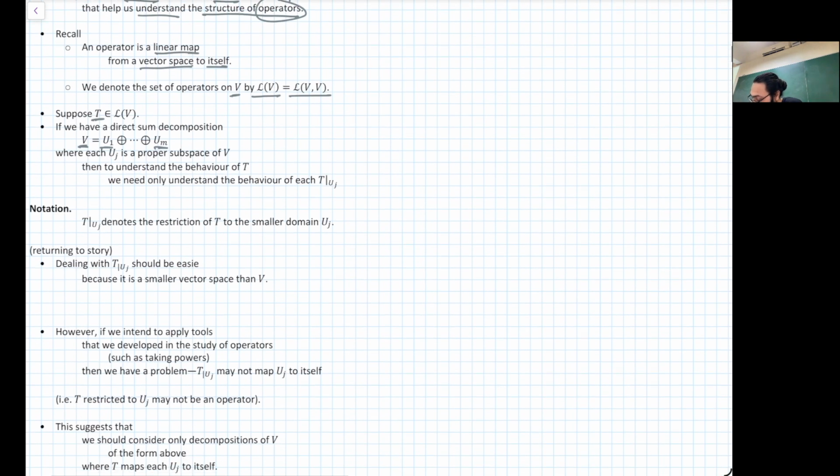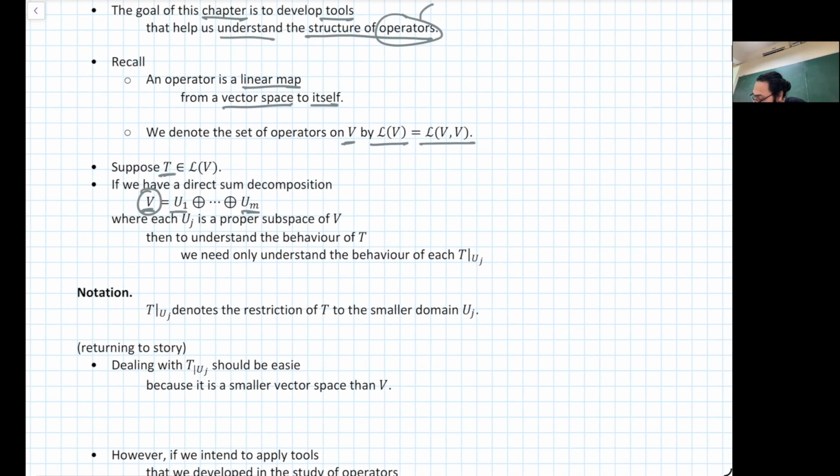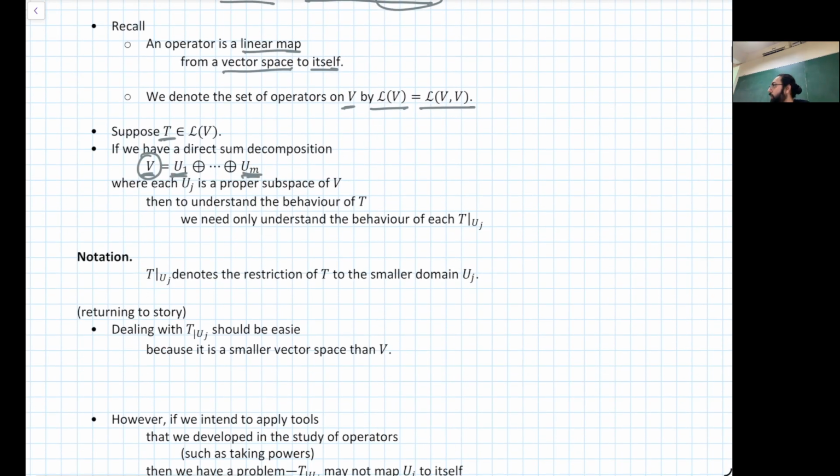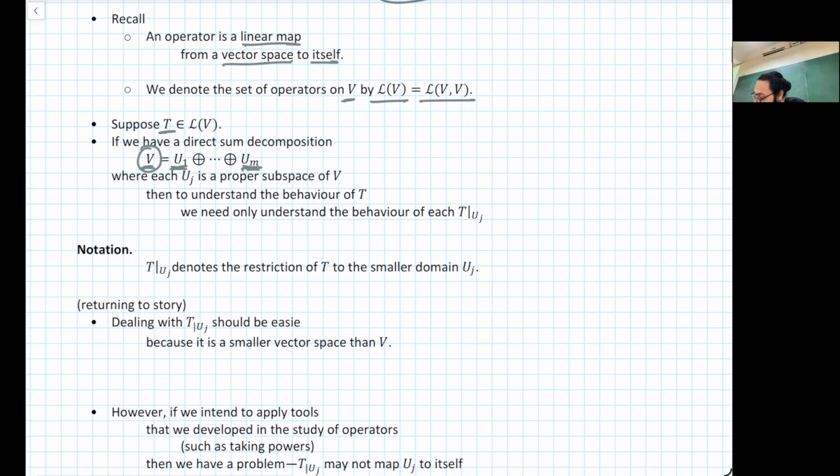So using this direct sum notation, suppose you have a vector space V which admits this direct sum decomposition. Then to understand the behavior of T, we need only understand the behavior of each linear operator restricted to these subspaces. Is this making sense? Remember the example, where there was XY and then there was Z. Now what we're going to do is restrict the action onto the subspace U and onto the subspace W in order to understand what's happening. Is that okay? All right.